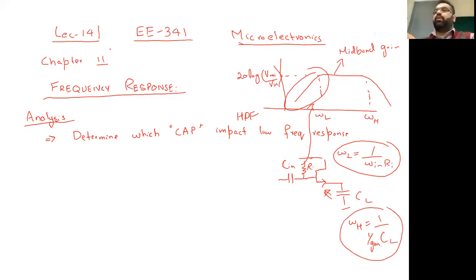So there is a low frequency cutoff and a high frequency cutoff. The low frequency cutoff comes out because of the input capacitance, which we commonly call the coupling capacitance, and the high frequency cutoff is because of the load capacitance. So we need to determine which capacitors impact the low frequency response, and normally the input capacitor will impact it. The CL is not going to impact the low frequency response.